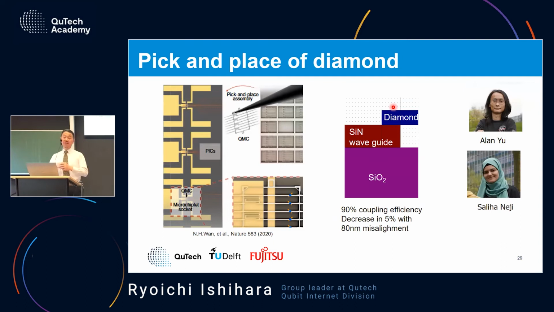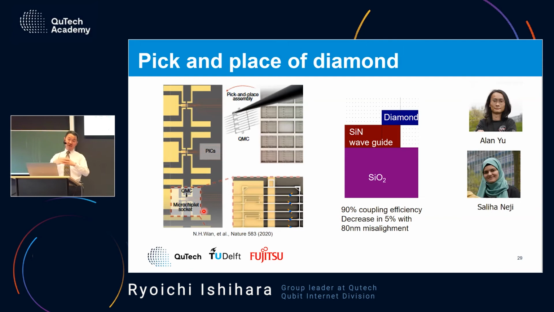So a possible problem is that the yield of nano fabrication of diamond is not 100%. Again, we measure the characteristics of diamond and the cavity, and place a known good diamond device on top of the photonic circuit. This has been demonstrated by MIT. But the challenge is we have to adiabatically couple between the diamond photonic structure and the waveguide.